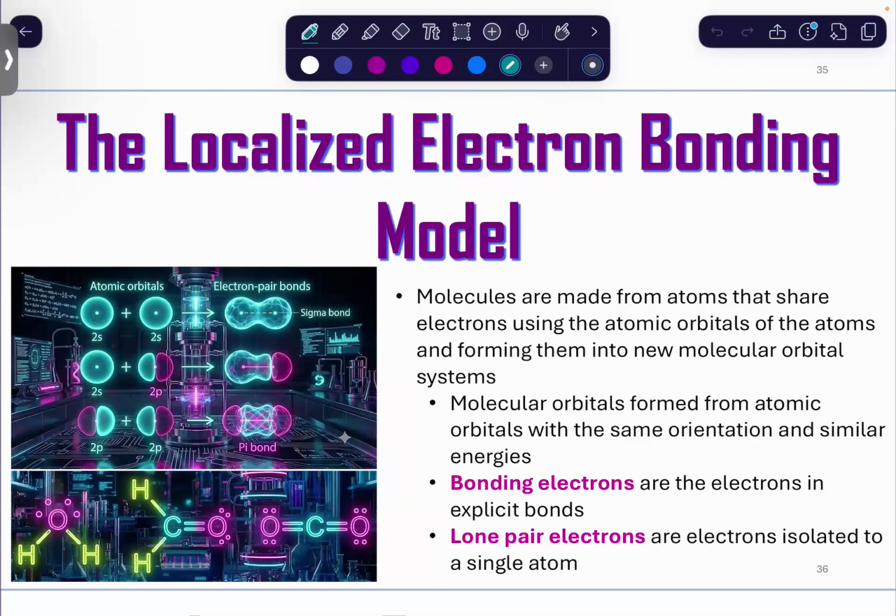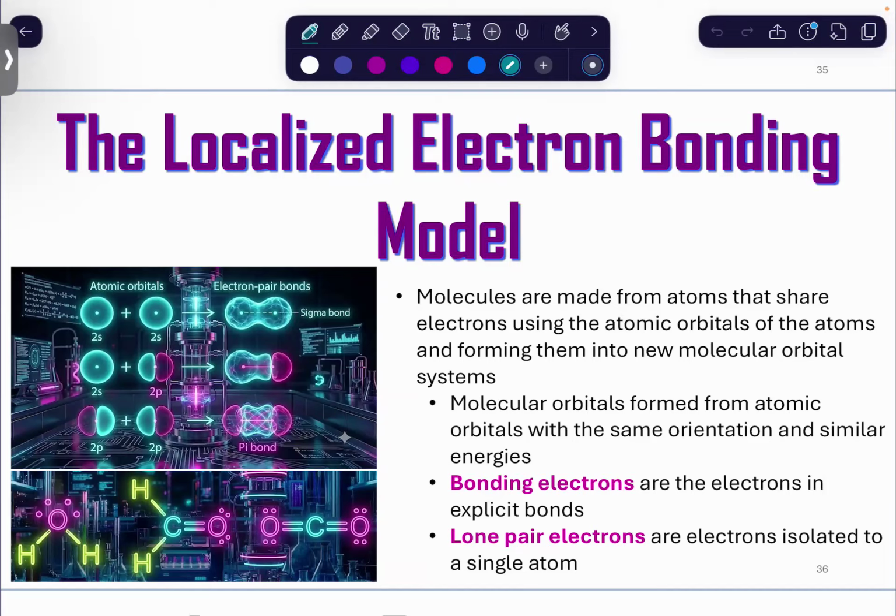All right, everybody, let's get back into chapter 8. So we're going to be looking at the localized electron bonding model. This is something we really want to make sure we understand. This is a core part of learning about bonding. When we talk about bonding, we're talking about the sharing of electrons.